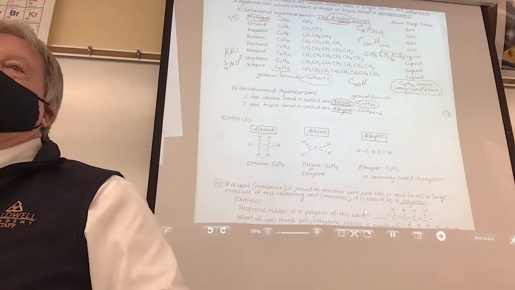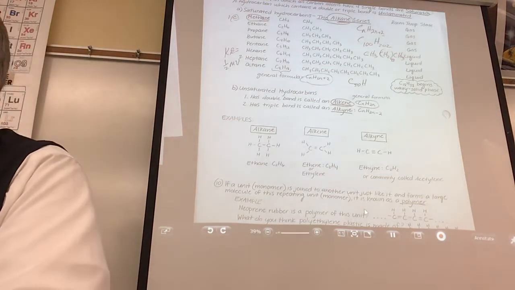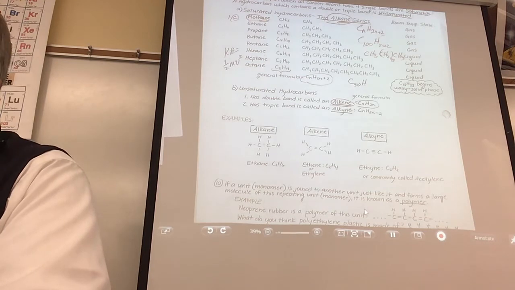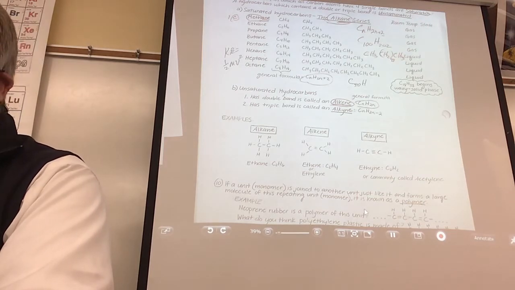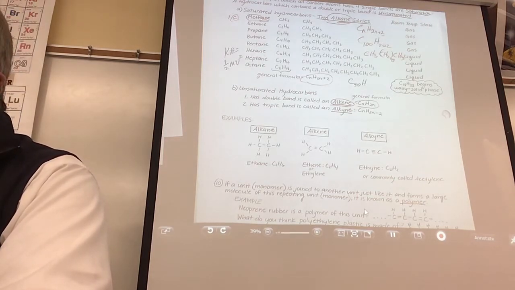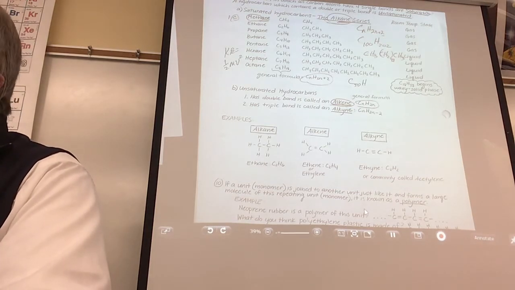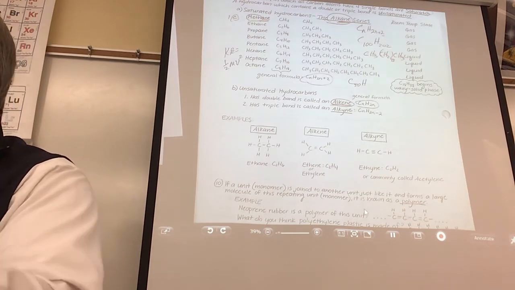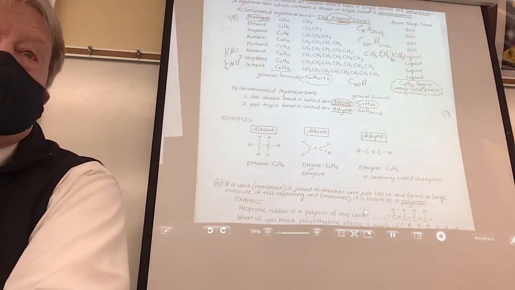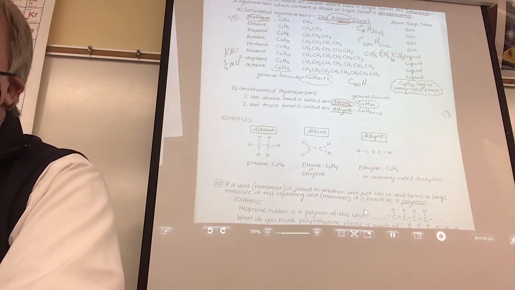Now, we're going to build one more. Oh, wait, that's not right. Can you build an isomer of this propene? Now, you can't lose any atoms. It has to have the same molecular formula. Is there an isomer of propene?